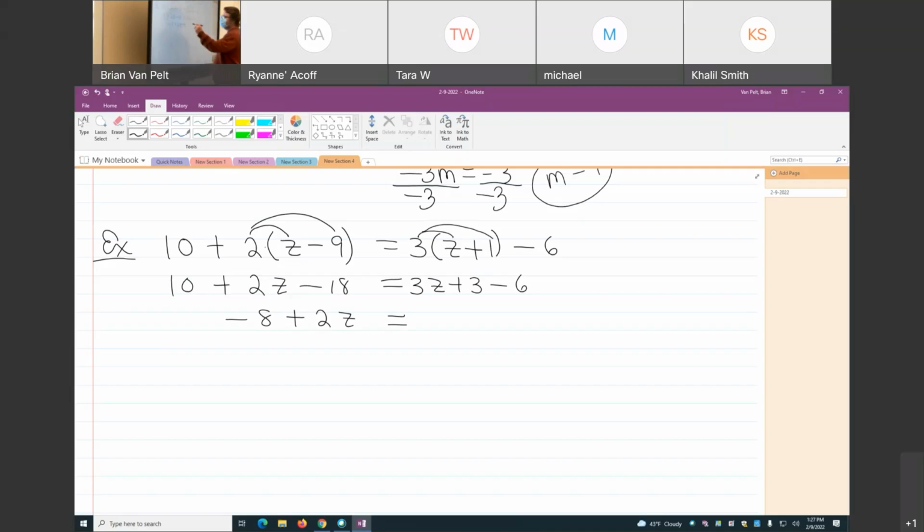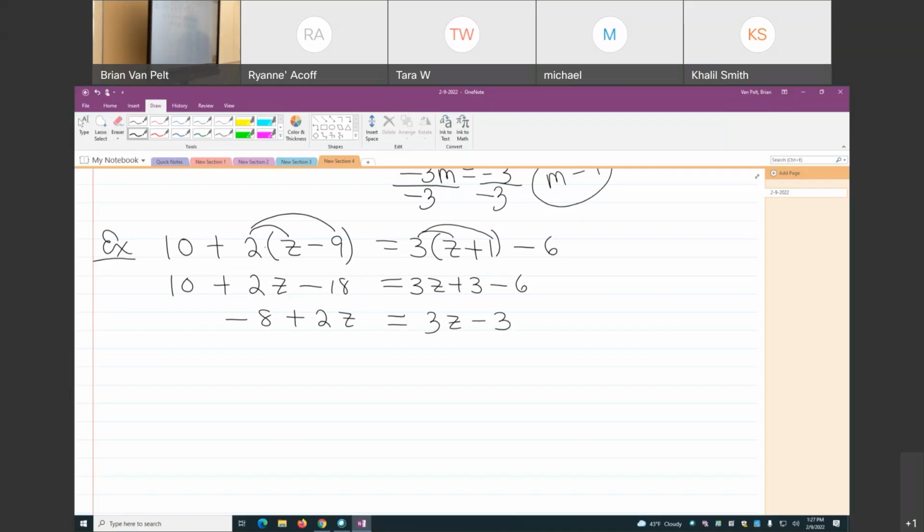Three z minus 3. Let me pause there. You guys understand what I've done? Step one. Okay, so the first thing is simplifying each side. Each side right now is completely simplified. I can't do anything more as far as simplification is concerned. Well, we do have z's on both sides.